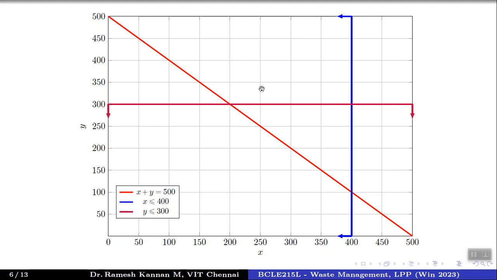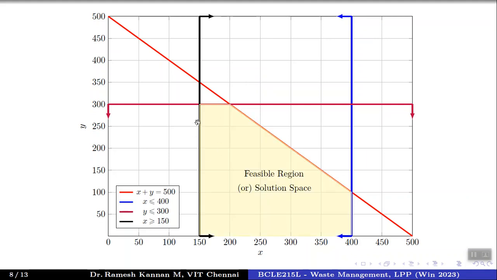The next constraint is x greater than or equal to 150. So can you guess how that will be? So this is 150, and this is x less than 400; greater than will be the other way around. So you can see this. Can you guess where will be the optimal region or the feasible region where our solution lies? It will be here. When you connect these corner points, we get the feasible region. So our optimal value lies in this region.